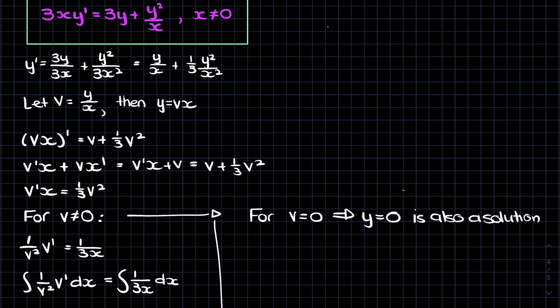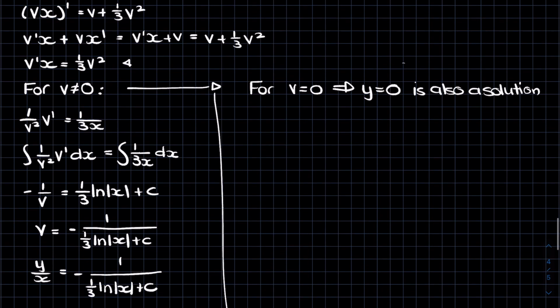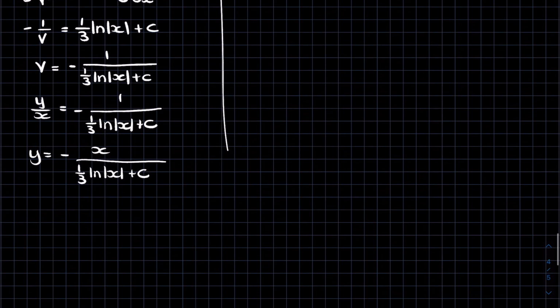And you can also try it just by letting v equals 0 down in this case here, and you'll get the derivative of 0, which is just 0, and then you'll get 0 on the right hand side, so you'll get 0 equals 0 here, and that's just the identity again. So we have two solutions. We have the solution of y equals minus x over 1/3 natural logarithm of x plus c, and we also have y equals 0, and these are our two solutions.